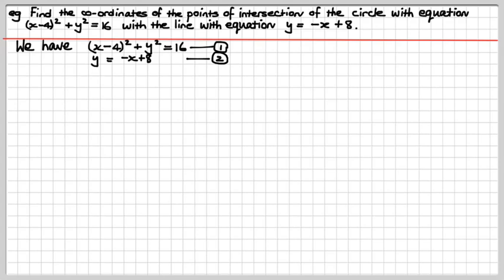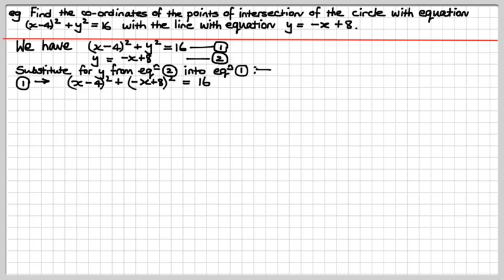Equation 1 is a circle, equation 2 is a straight line. We've just got to solve them simultaneously, don't we? So we better substitute for y from equation 2 into equation 1, okay? So how does that go? Yes, that looks all right. Find the coordinates of the points of intersection. So we've got to convert them into coordinates. Well, we'll solve it for x first, right?